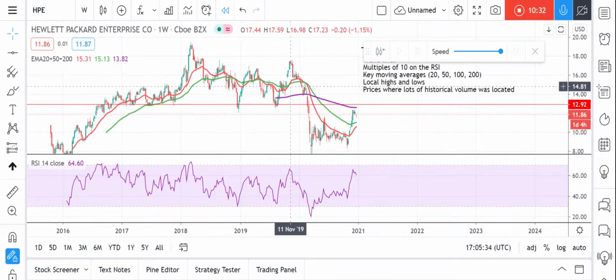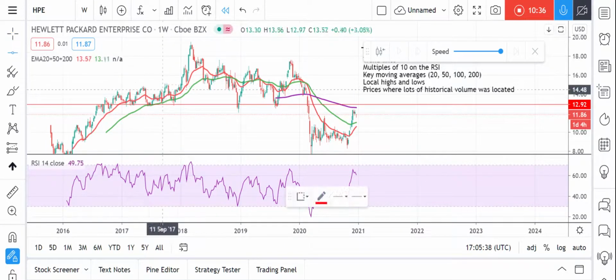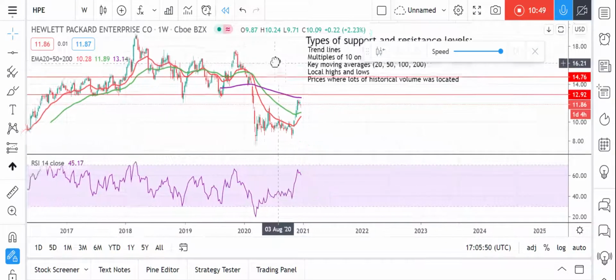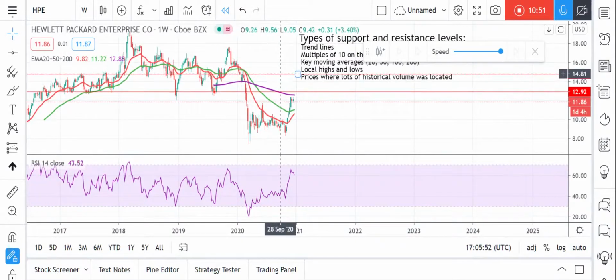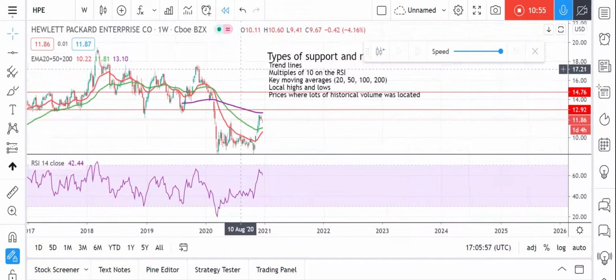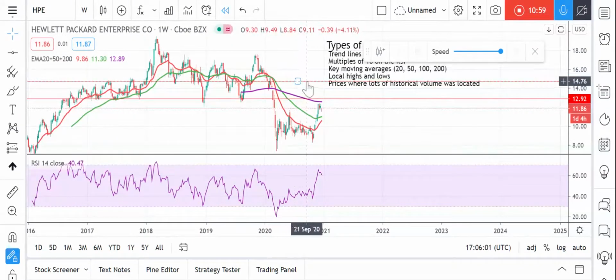Local highs, of course, also are significant. So you can see we can put a horizontal line right here. There have been a couple of local maxima at this line, some local minima at this line, and some more local maxima over here. So this could be much more significant as a resistance level if the price were to get up to that level.